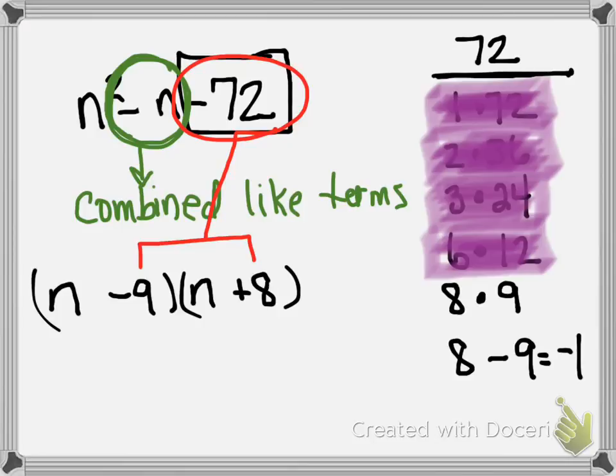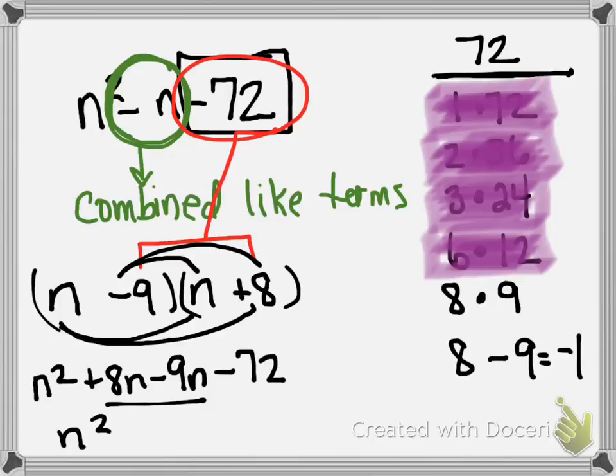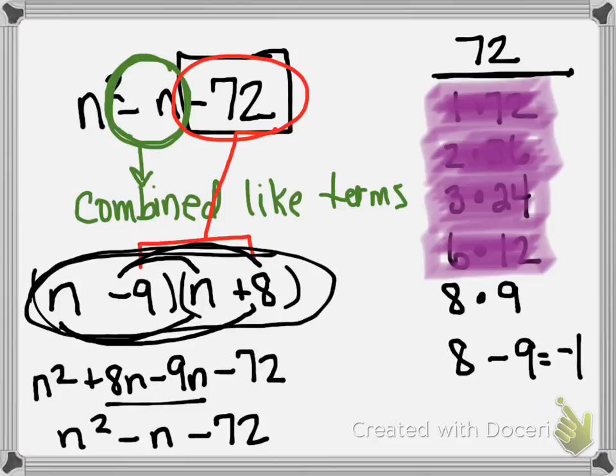And remember, if you're going to double check this, you do your double distributive. So n times n is n squared. n times 8 is 8n. -9 times n is -9n. And -9 times 8 is -72. Combine the two in the middle and it turns into n squared minus n minus 72. And that is exactly what we started with. And that is exactly how you factor it.